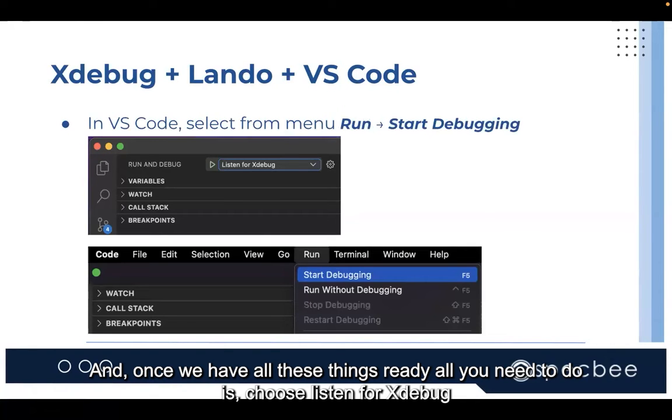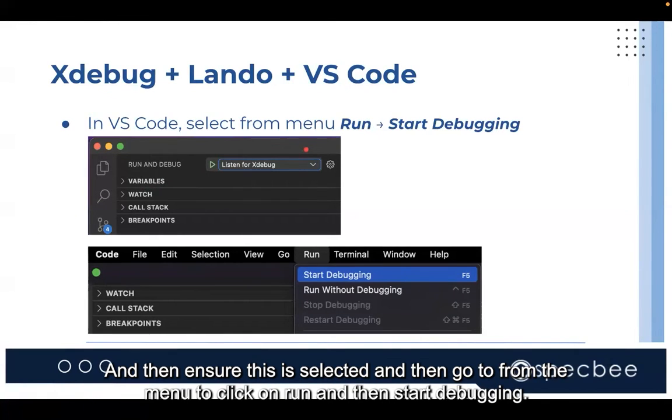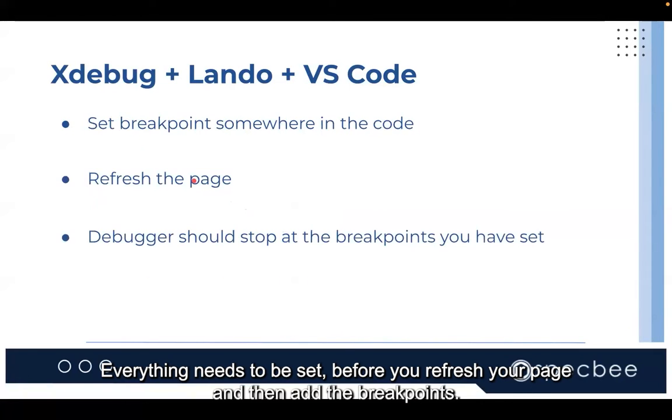So yeah, you can just take it from there and then adjust it into your file. And once you have all these things ready, all you need to do is choose listen for xdebug, and ensure this is selected, and then from the menus, click on run, and then start debugging. Everything needs to be set before you refresh your page. Ensure you add the breakpoints.